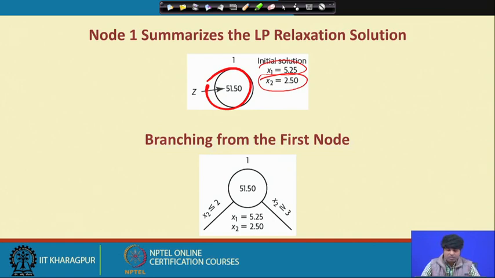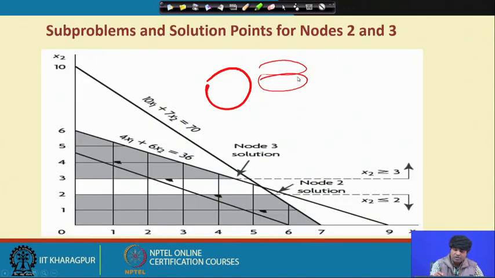So, then we start the branching. The branching can be with respect to either x 1 or x 2, but there is a system through which you can choose a particular variable. Let us start with choosing x 2 because its non-integer part is 0.50, which is higher compared to x 1, which is 0.25. So, x 2 is 2.5.